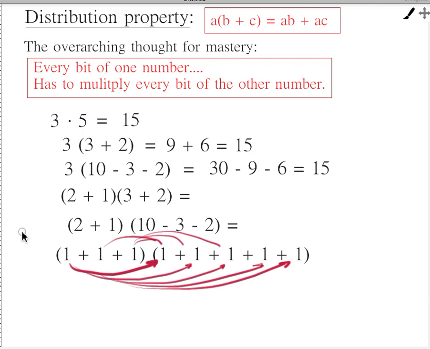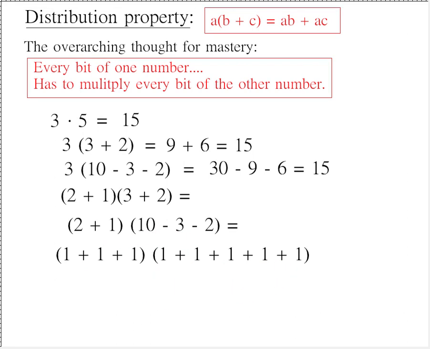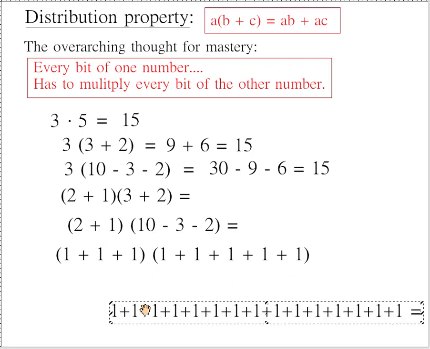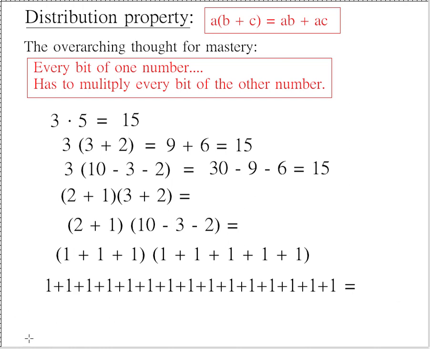And so really what you're going to get here is this. 15 ones, like that. And of course, 15 ones is simply 15. And so the distribution works.